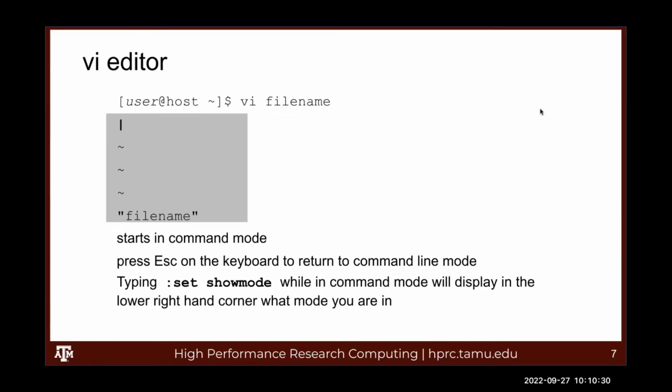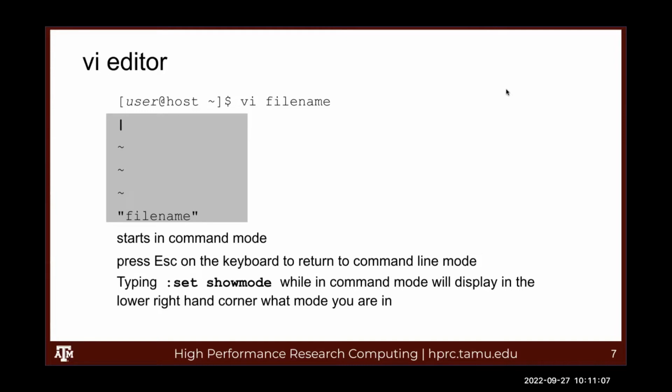Okay, so when you first type in this command, you will start in command mode as opposed to insert mode. So if you tried typing something right now, it wouldn't put any text in your file. If you ever want to return to command mode, you can press escape as well. So how do you know what mode you're in? The first command you can do is to type, while you're in command mode, :set showmode. And this should display the current mode in the lower right-hand corner of your terminal.